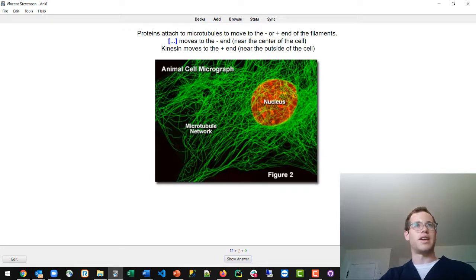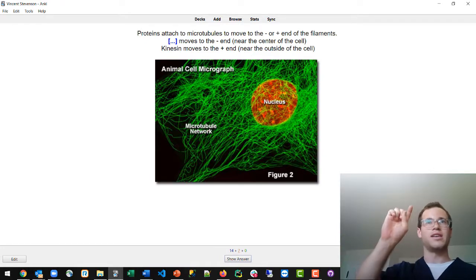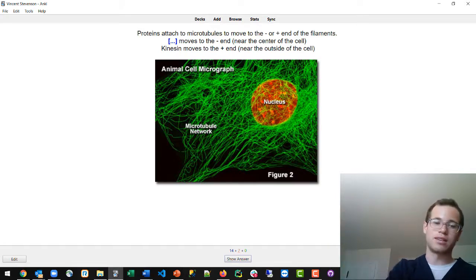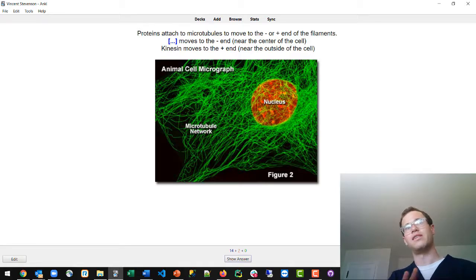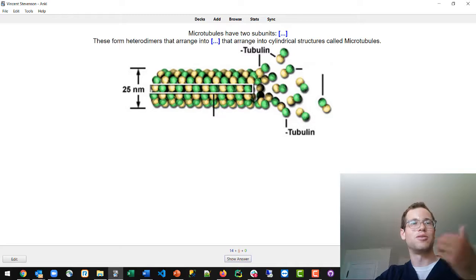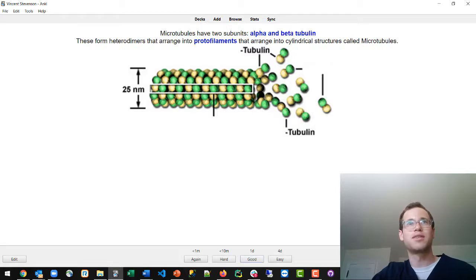Proteins attached to microtubules move to the negative or positive end of these microfilaments. Dynein is what is moving towards the negative end, which is to say dynein takes you back to the center of the cell, and then kinesin is what takes you out to the outsides of the cell. Microtubules have two subunits, alpha and beta tubulin, that form heterodimers that become protofilaments to become cylindrical structures called microtubules.